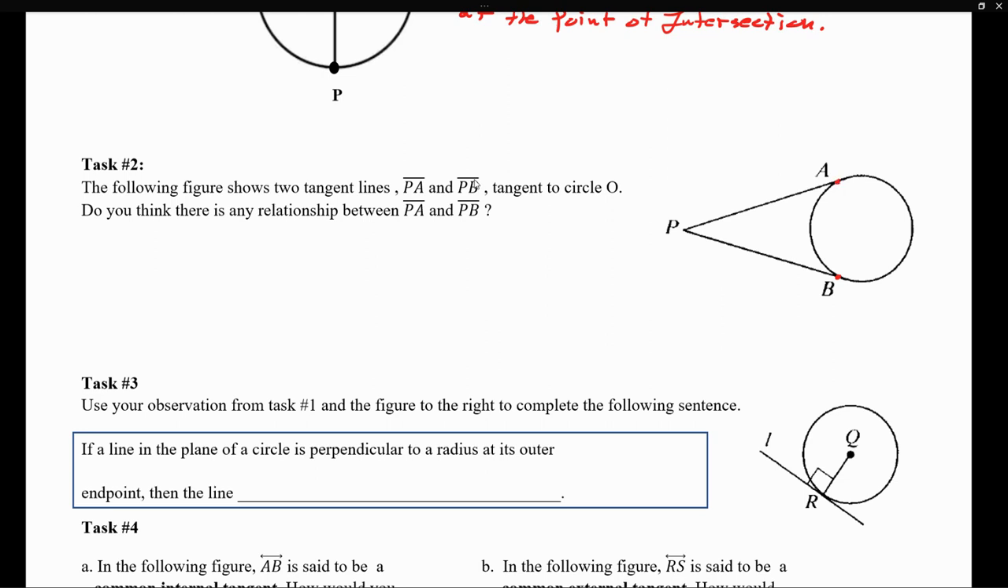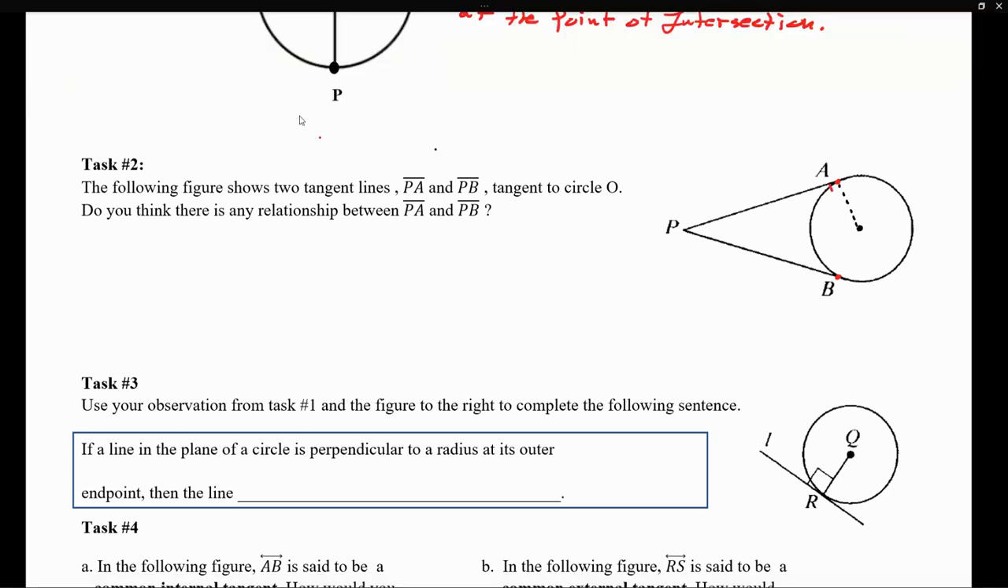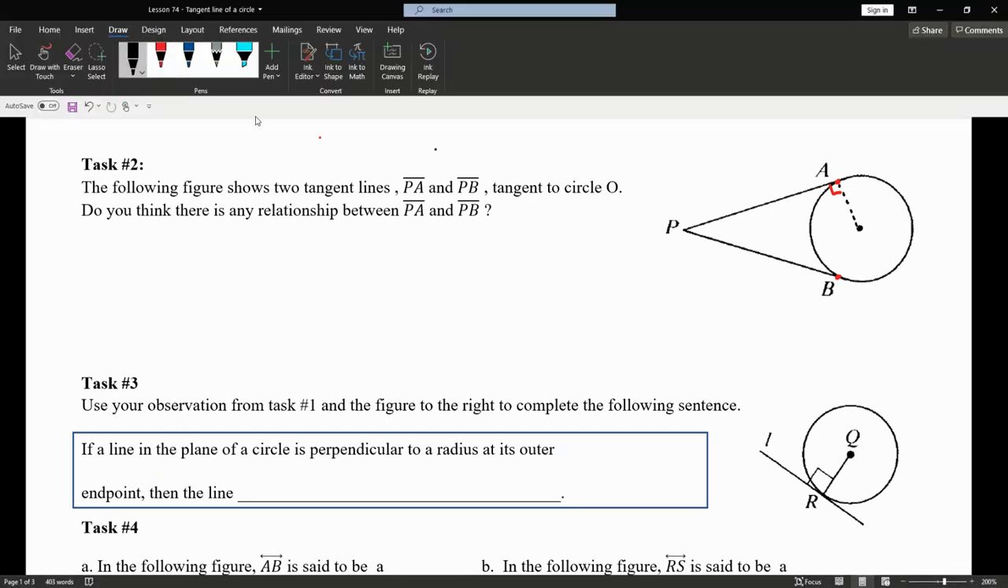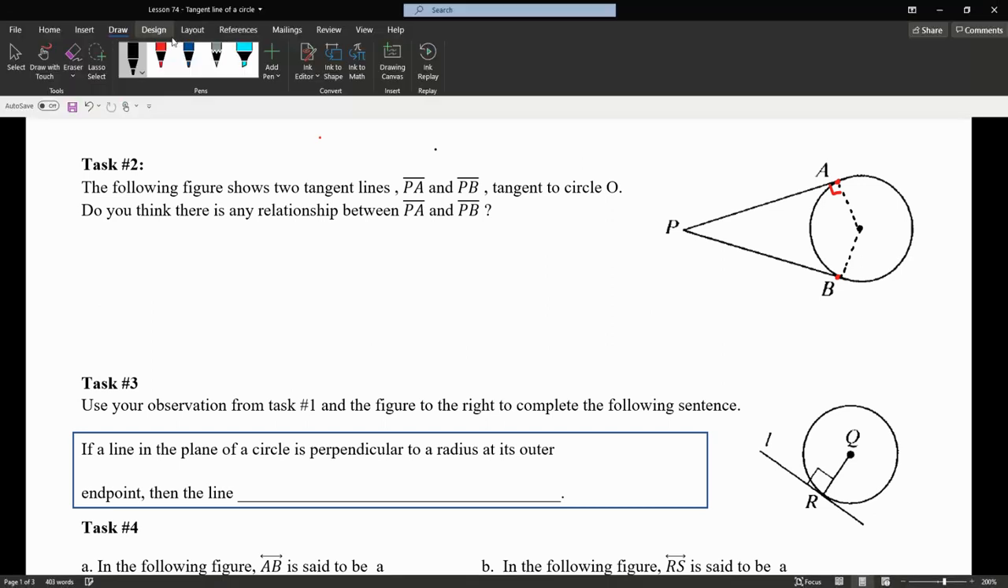But now what else do we know? If PA and PB are tangent lines, let's assume that this is the center of my circle. So if I were to connect the radius of the circle, based on what we just discovered previously, I know that the intersection will be 90 degrees. We just showed that a tangent line is perpendicular to the radius. And the same can be said about the bottom here.